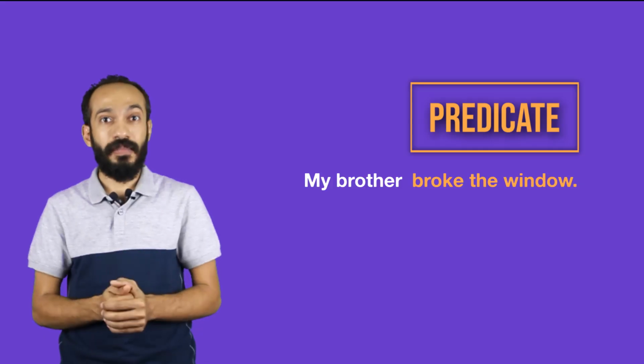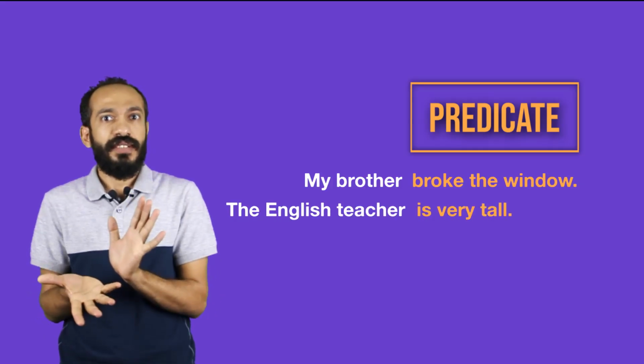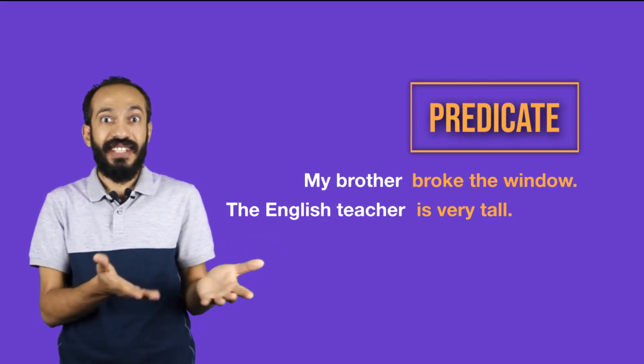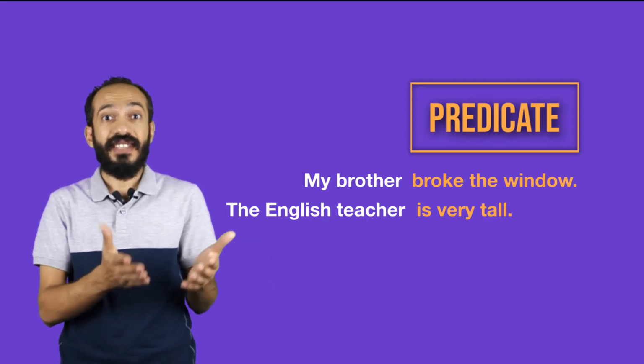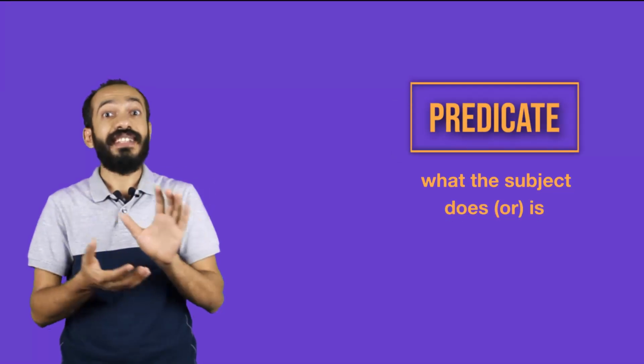In the second example, my teacher is very tall. Your teacher is what? My teacher is very tall. That's what he is. He's very tall. So is very tall is the predicate of the sentence. So again, the predicate tells you what the subject does or what the subject is.